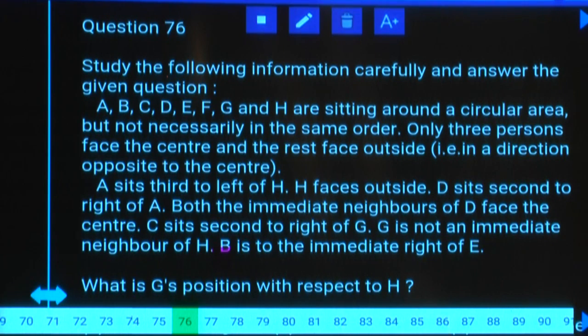Sorry, only 3 are facing the center. Only 3 are facing the center, remaining 5 are facing away from the center. Then condition number 1, A sits out to the left of H.